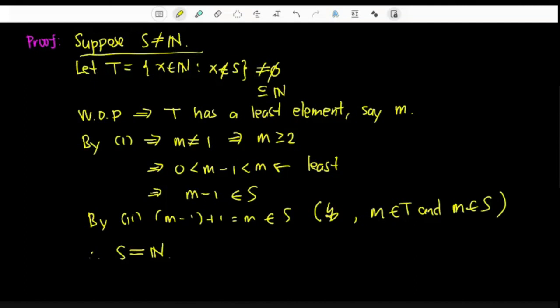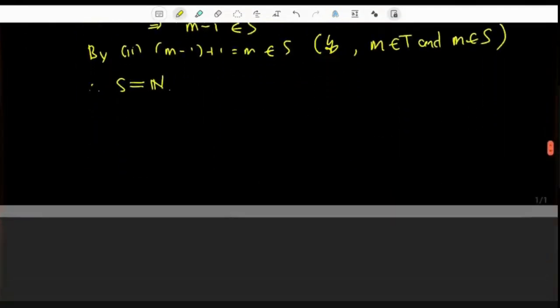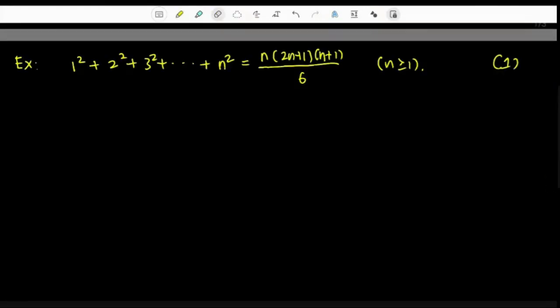So how do you use this form of induction to establish or to show mathematical properties? So let's have an example. We want to show that 1 squared plus 2 squared plus 3 squared and so on up to n squared is equal to n times (2n plus 1) times (n plus 1) all over 6 for all n greater than or equal to 1.